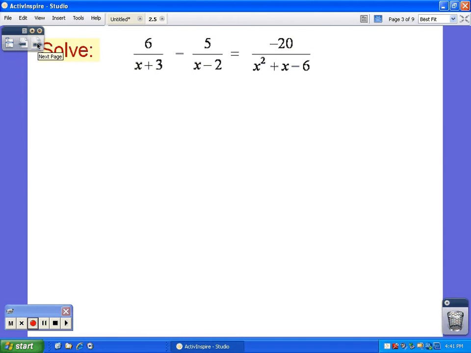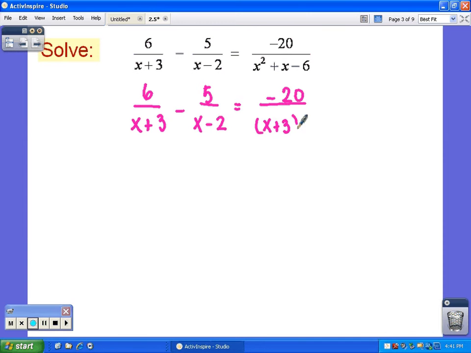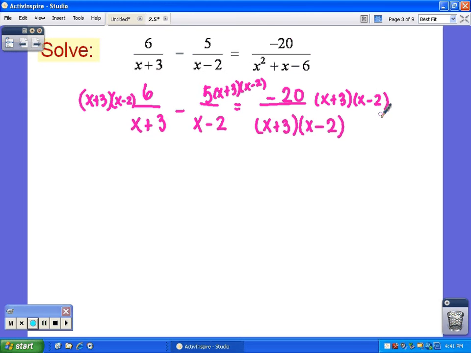So looking at this first problem, we're going to need to multiply by the least common denominator to get rid of fractions. Well, the least common denominator is made up of factors. The first two denominators will not factor for us, but the third one will factor as x plus 3 and x minus 2. So our least common denominator would be x plus 3, x minus 2, and I'm going to multiply every term by that least common denominator. Now, if that is actually our least common denominator, then all of our denominators should cancel.